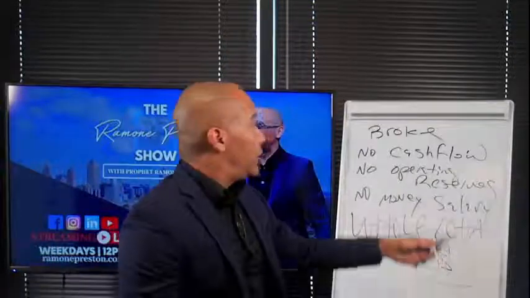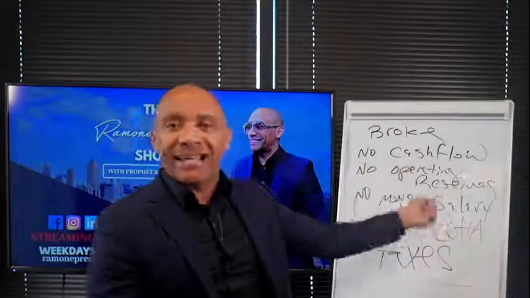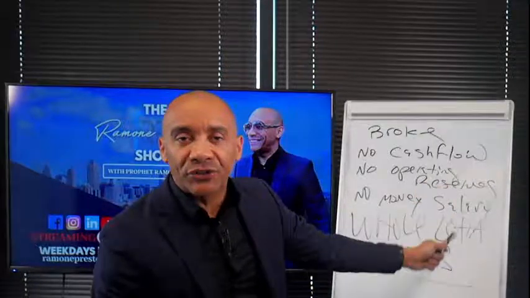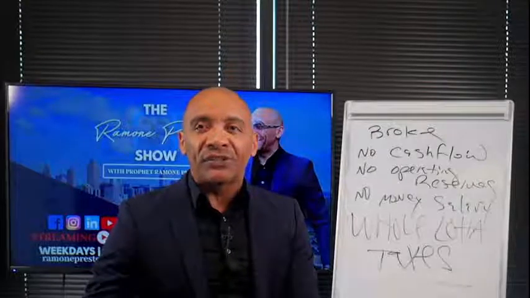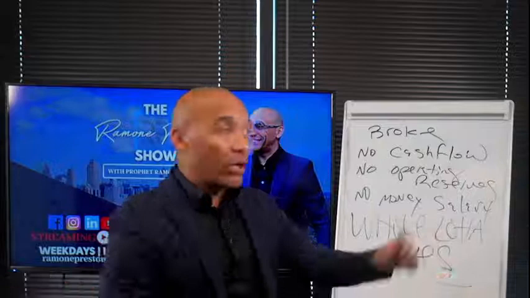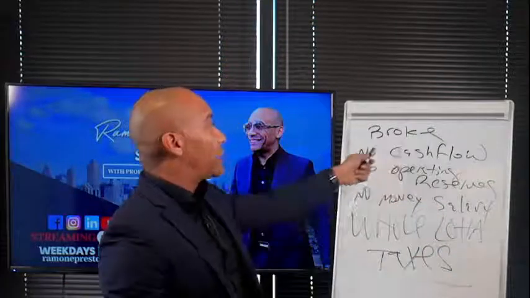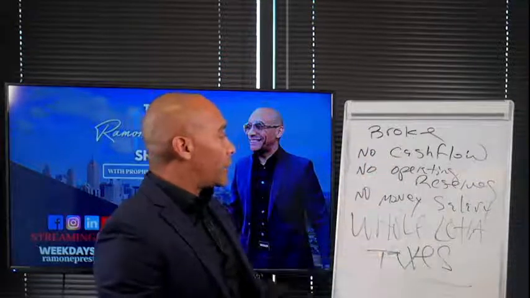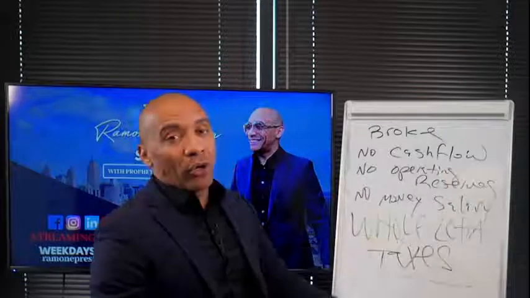And guess what? W-2 employees, 1099 contractors, ministers, pastors, preachers, independent contractors, network marketers, business owners, all of you that got these good logos, these fancy websites, you got all your LLCs, you just got it all together, but you don't got this part together. I'm telling you what's going to happen if you don't figure it out. You're going to end up broke in 2022. No cash flow, no operating reserves, no money for salaries, and you have a whole lot of taxes.